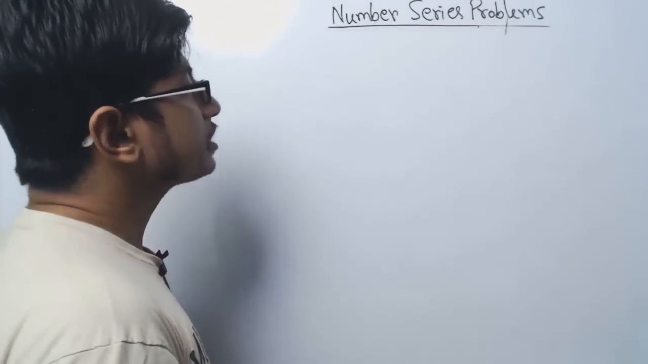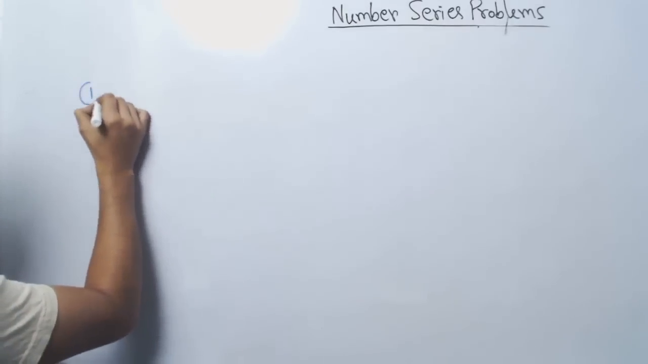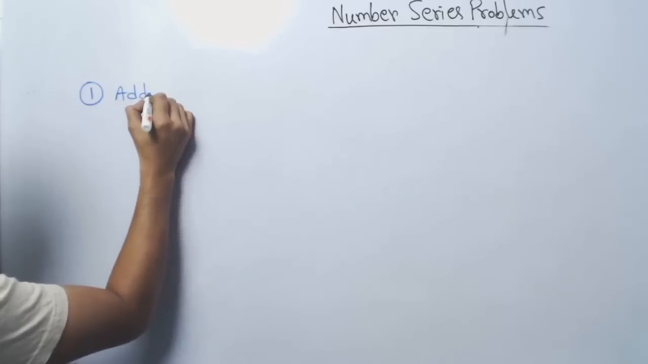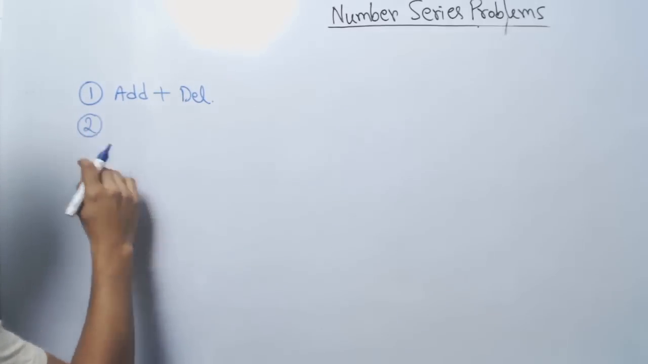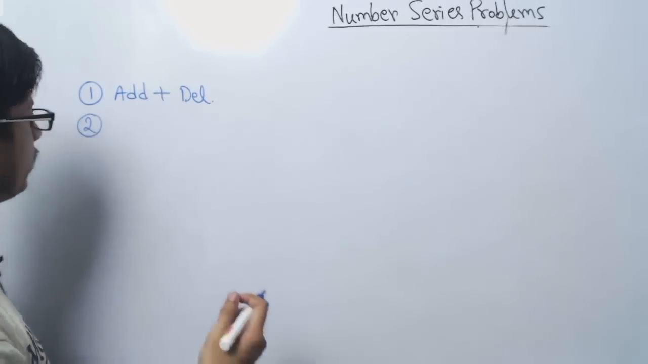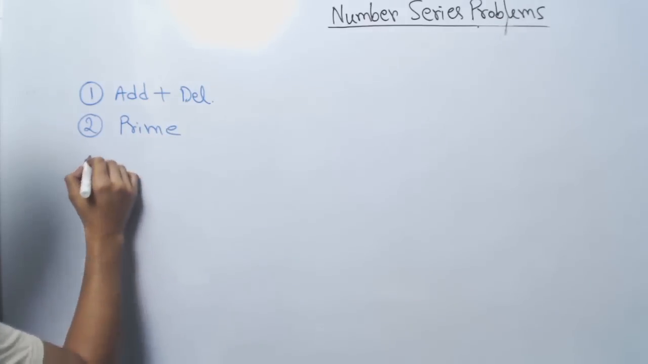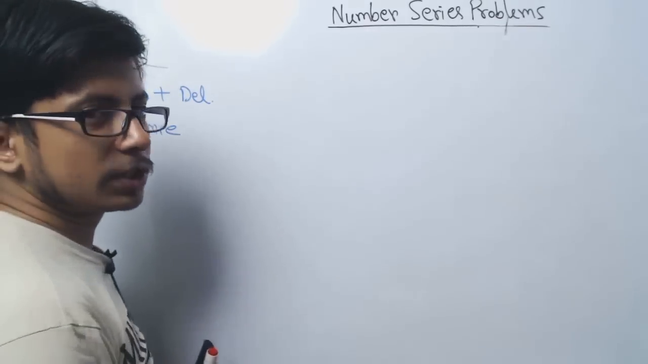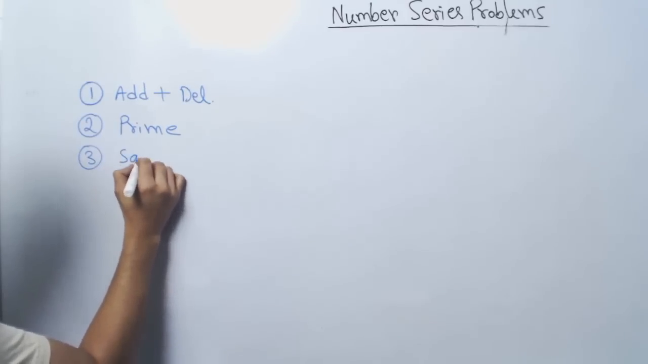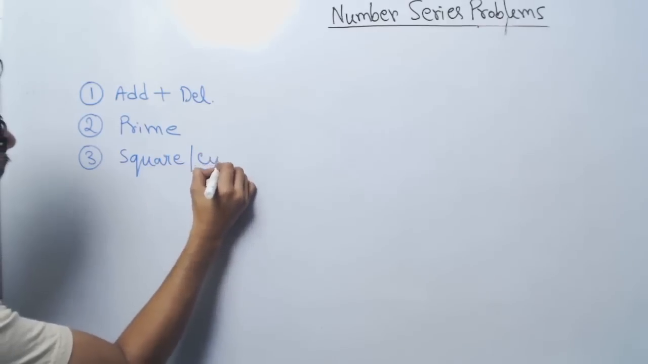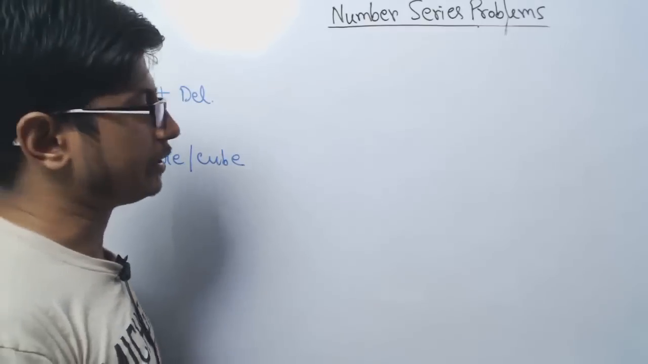Mainly, when the numbers are formed, they are based on a few things. First, they can be simple addition or subtraction between the numbers. What that means, you will understand in a few moments. Second, they can be a prime number series, say a stretch of prime numbers, so the next one will also be a prime number. The third one can be a square or cube series. Square or cube series can also be present.